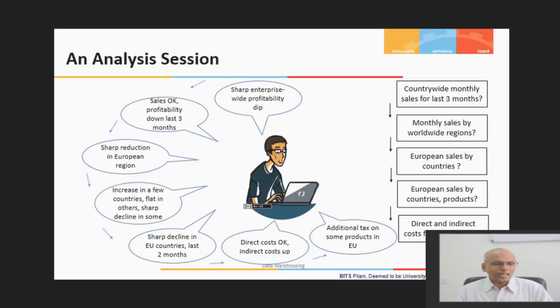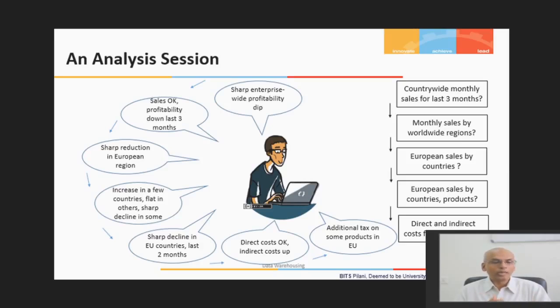A typical analysis session of a knowledge worker would go like this. A knowledge worker has noticed, as he is looking at some of the reports, that there is a profitability dip in the enterprise for a particular period. They would like to know why it happened. So they would move to a next place and see how the sales are.